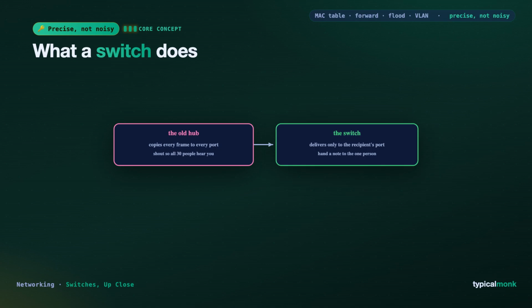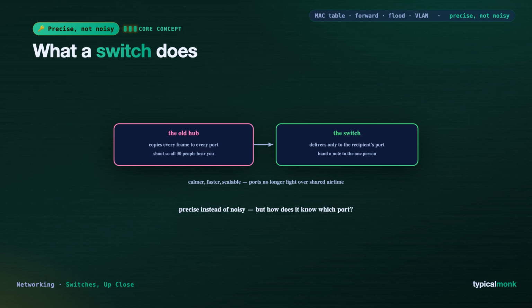A switch replaces that shouting with precision. When a frame arrives, the switch sends it out only the single port where its intended recipient is connected. Everyone else hears nothing. It is the difference between shouting across a room and quietly handing a note directly to the one person it is for. The network instantly becomes calmer, faster, and far more scalable, because ports are no longer fighting over shared airtime. This precision is the entire value of a switch, and it raises the obvious question that the rest of the class answers. How does the switch know which port the recipient is on?